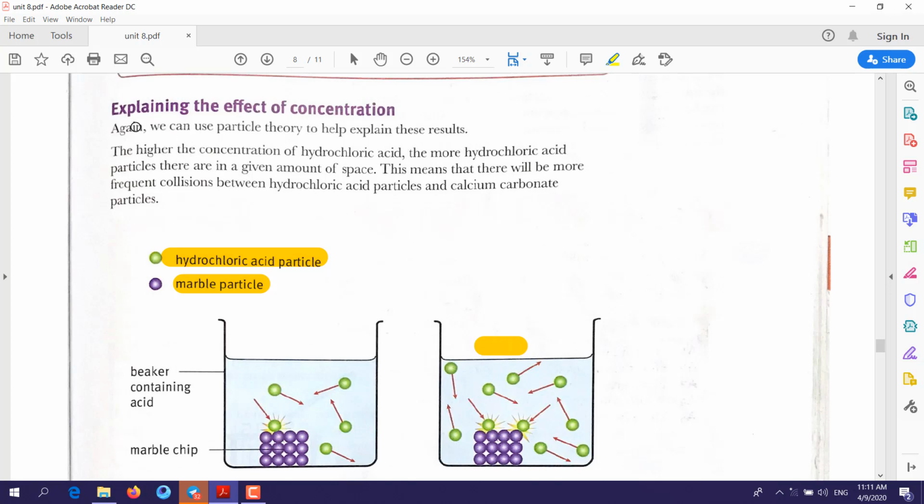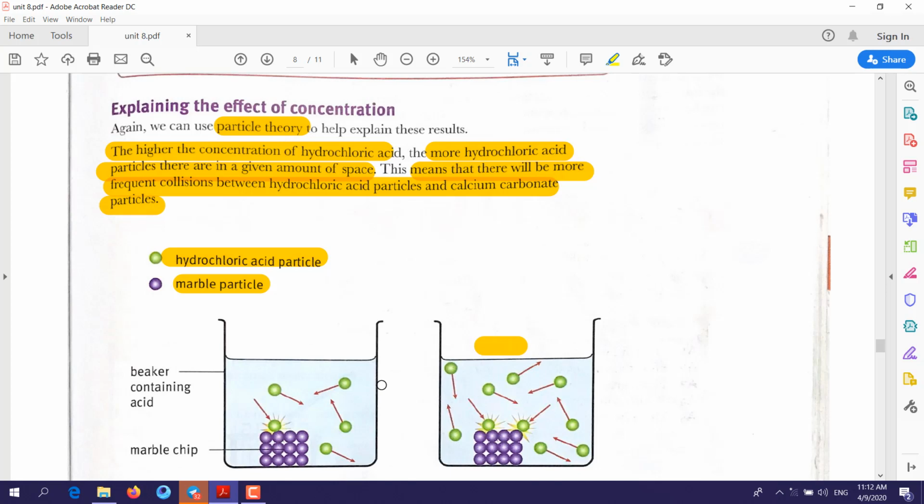Again, we can use particle theory. What do you mean by particle theory? Particle theory means all matter is made up of particles. To explain these results: the higher the concentration of hydrochloric acid, the more hydrochloric acid particles there are in a given amount of space. This means that there will be more frequent collisions between hydrochloric acid particles and calcium carbonate particles.